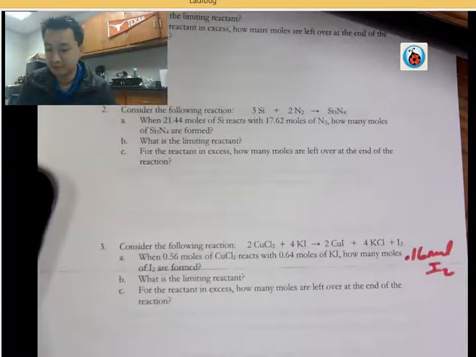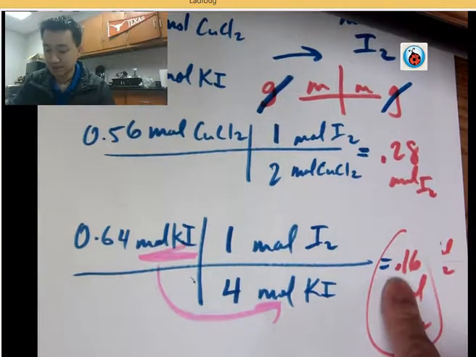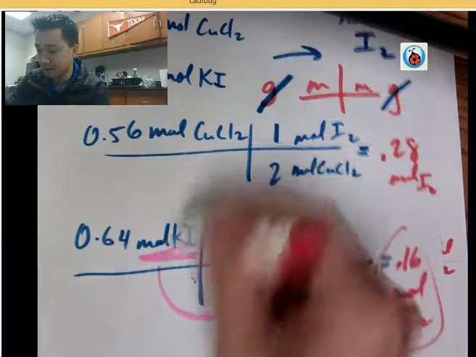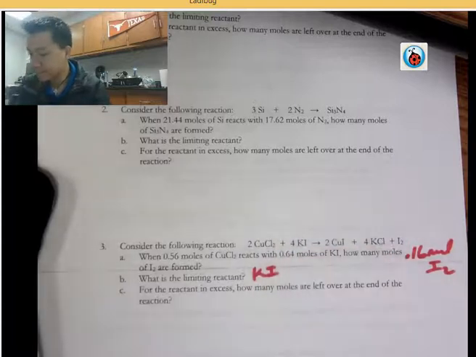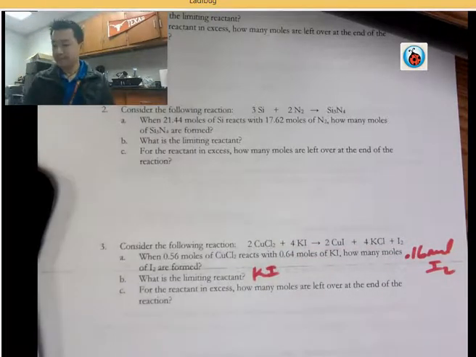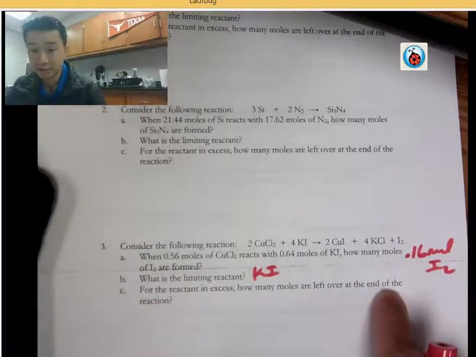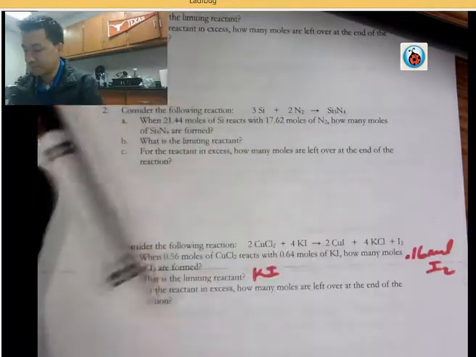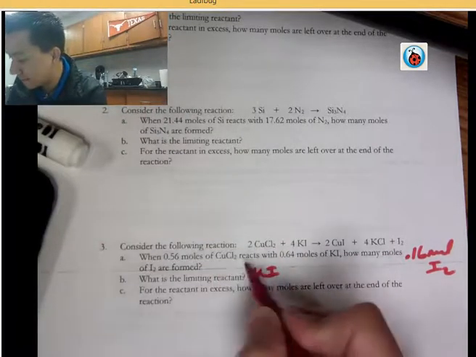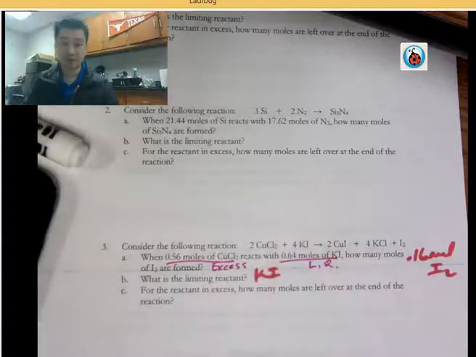What is the limiting reactant? What material produces less? What was the starting material that produces this? And it's KI. KI is the limiting reactant. And so the question is, for the reactant in excess, how many moles are left over at the end of the reaction? Which one's the excess? We run out of KI. That's the limiting reactant. So the excess is the CuCl2. We're going to have some extra.